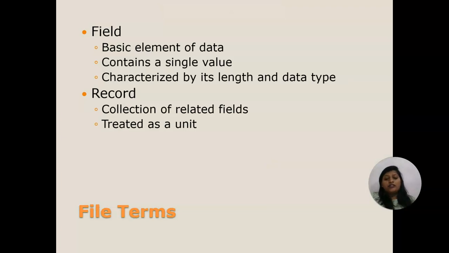Then there are various terms associated with file management. At first, there is a field. Field is the basic element of data. It contains a single value. It is characterized by its length and data type. Then the second one is a record. A record is a collection of related fields. It is treated as a unit.